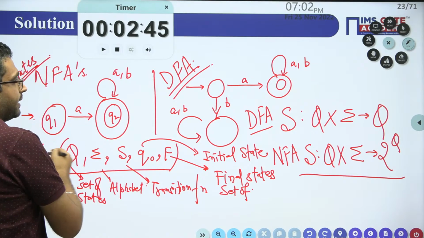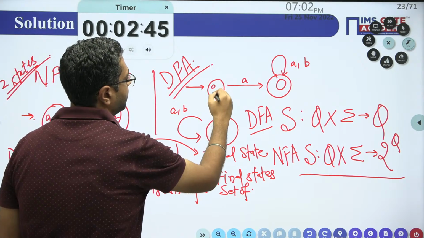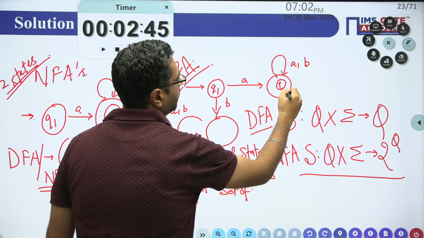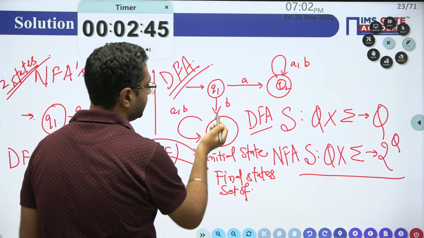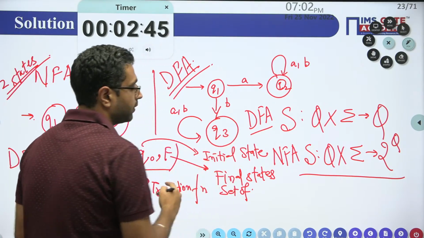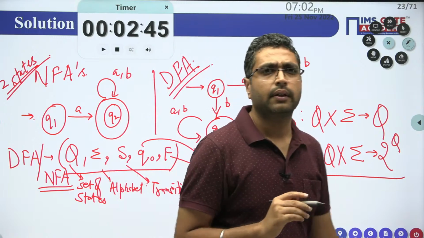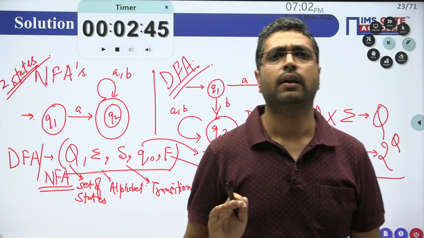Okay, so this is an NFA on B, and in this, if we see, Q1 has transitions over A comma B, Q2 has transitions over A comma B, and Q3 will also have transitions over A comma B. So this is a DFA, right? Till this, everything is clear?